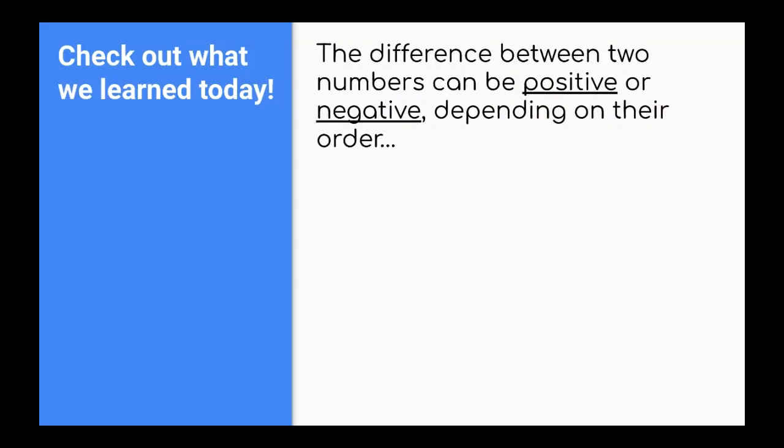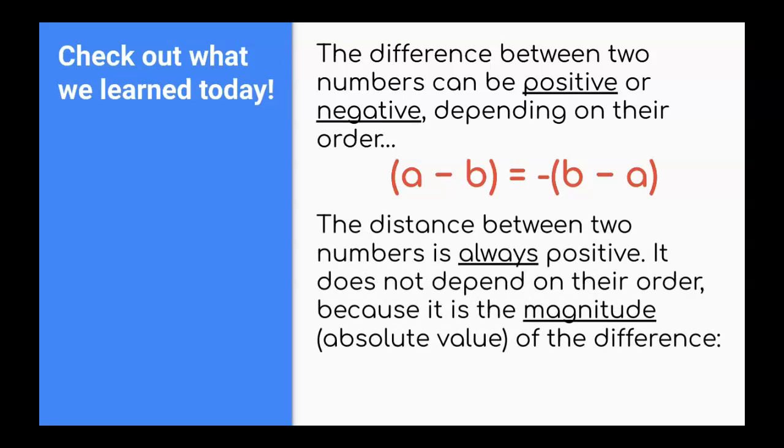All right, look at all we learned today. The difference between two numbers can be positive or negative. That depends on their order. So A minus B is always the opposite of B minus A. But the distance between two numbers is always positive. It doesn't depend on their order. It's always the absolute value or the magnitude of their difference. So the absolute value of A minus B equals the absolute value of B minus A. All right, I hope you're feeling a greater deal of comfort with subtraction today, and do continue to practice.